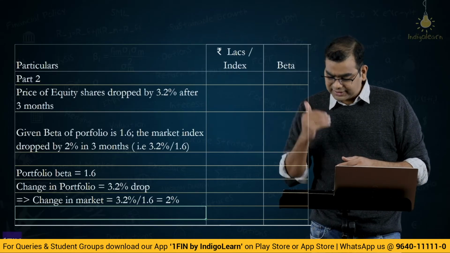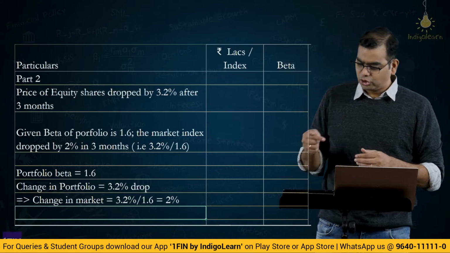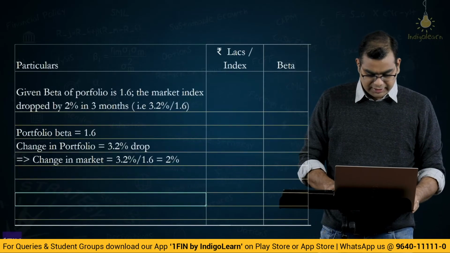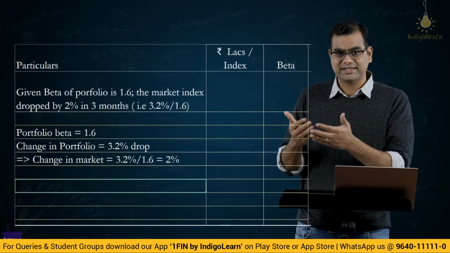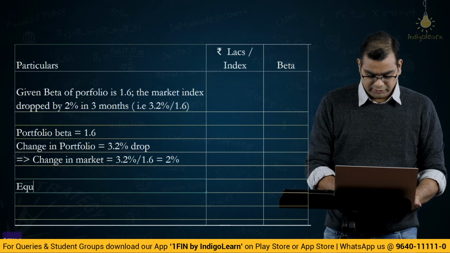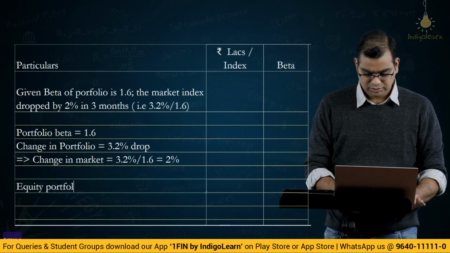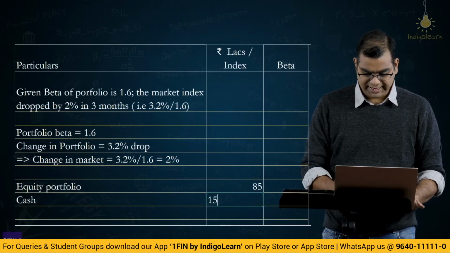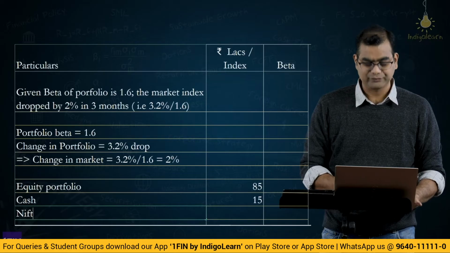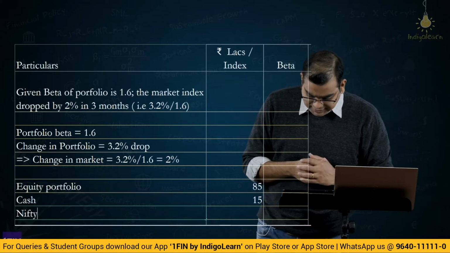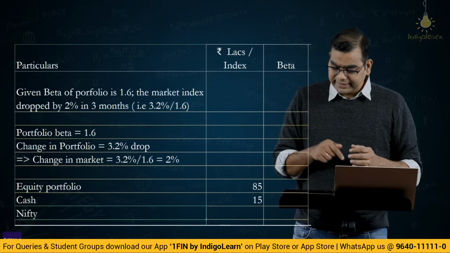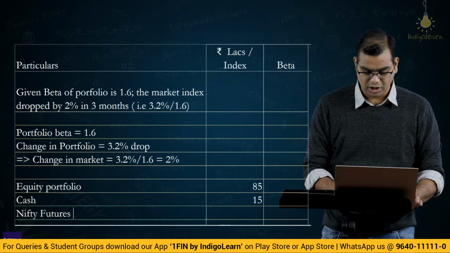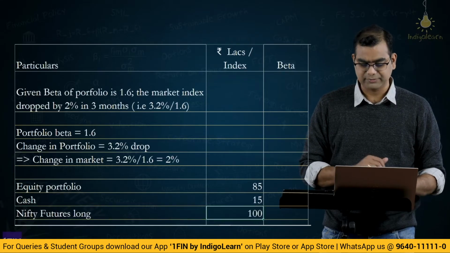Portfolio beta after 3 months, if the trader on current date goes for long position on 100 lakhs of Nifty futures. So, we have now an additional event which has happened, which is equity portfolio 85 lakhs, you have cash 15 lakhs, you have Nifty long. What has the trader done? On current date, he goes for long position of 100 lakhs of Nifty futures. So, Nifty futures long is 100 lakhs.